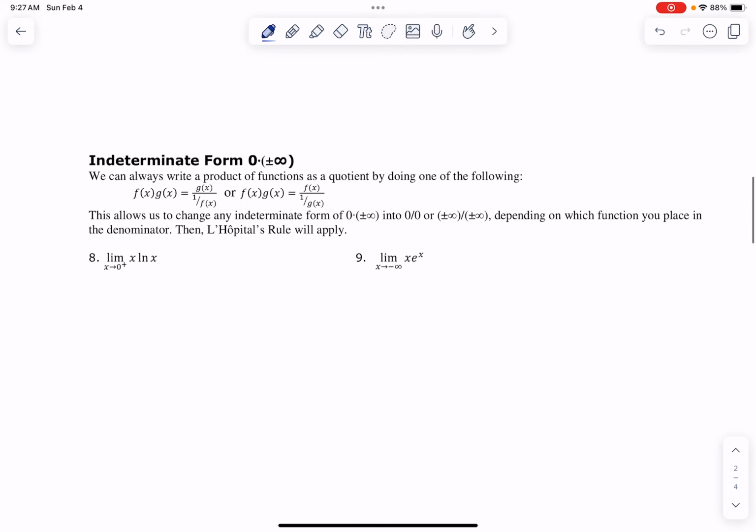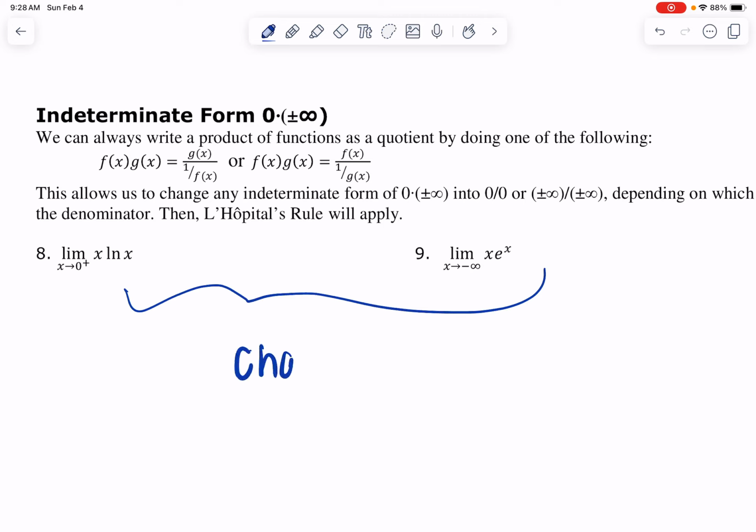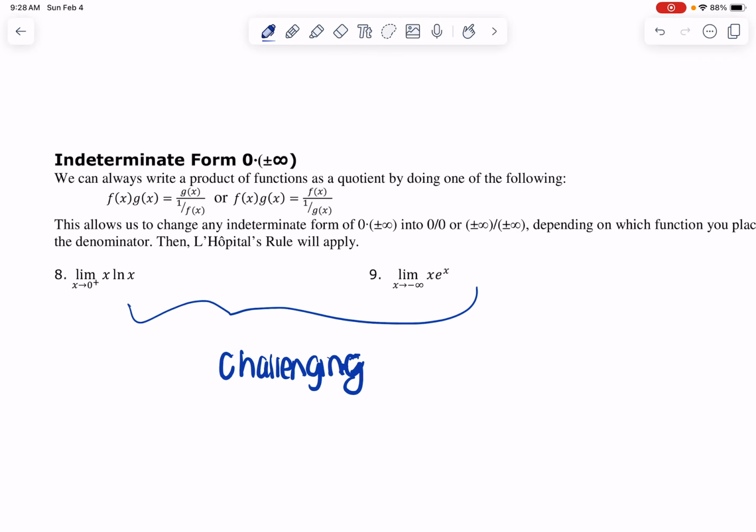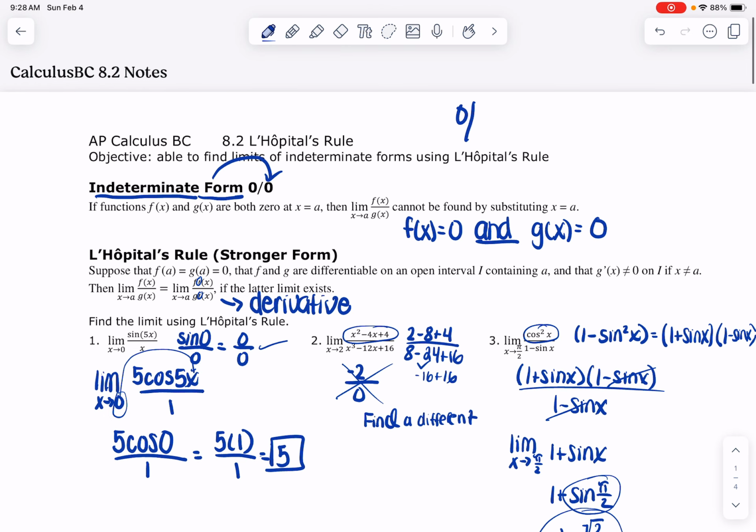And then the last type of indeterminate form that I would cover is when it's 0 times infinity, we can always write it as a quotient. I would say these are more challenging problems, but if I had time, I would do them as well, okay? But the main point I would emphasize, I would summarize it like this: if you have 0 over 0 or plus or minus infinity over plus or minus infinity, then L'Hopital's rule applies.